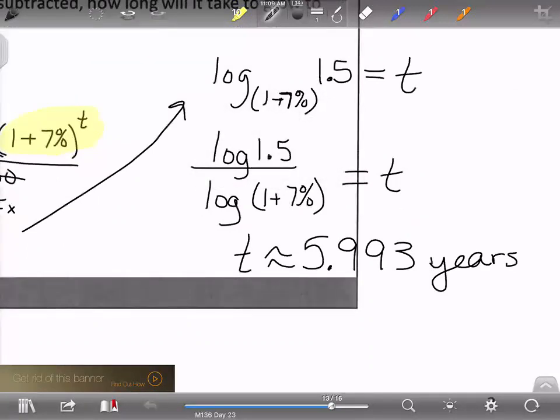So when I type this in my calculator, I get 5.992805314. I'm going to round it to the nearest thousandth place, so 5.993 years. So a little less than 6 years for this person's money to grow from $1,500 to $2,250.